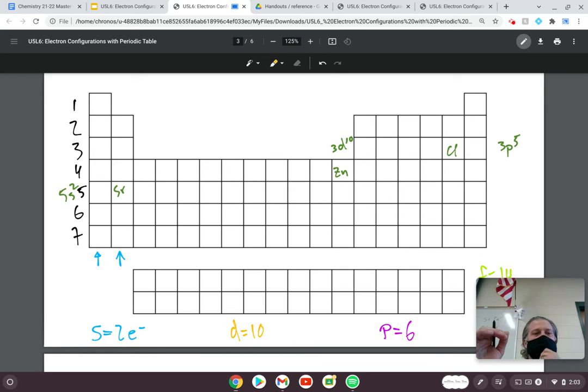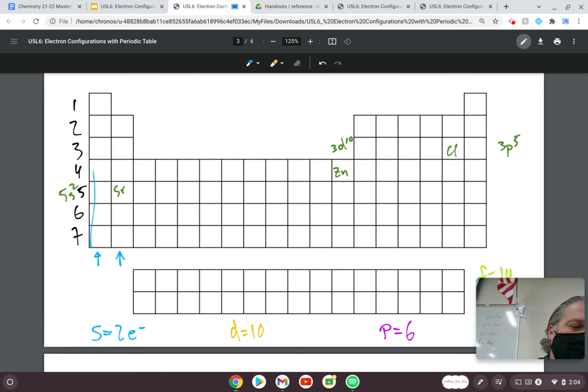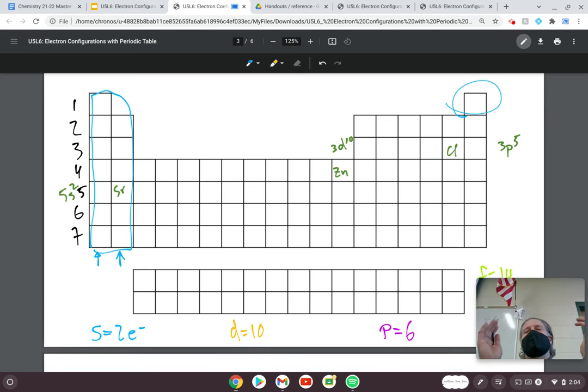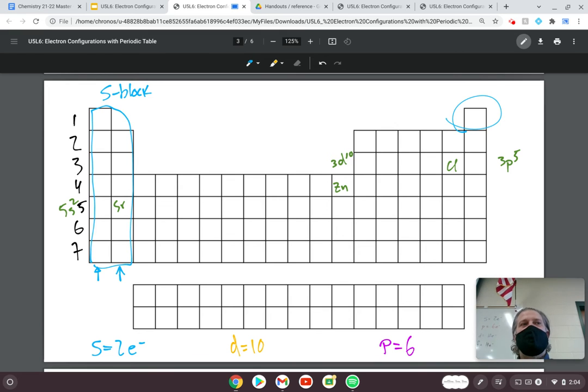Okay? All of the elements that are in these 2 columns and this one are in what we refer to as the S block. And you might want to mark up that periodic table that I just gave you. It's the S block. So everything in column 1 is going to be something S1, and everything in column 2 is going to be something S2.